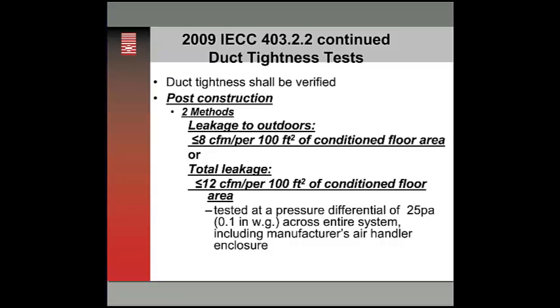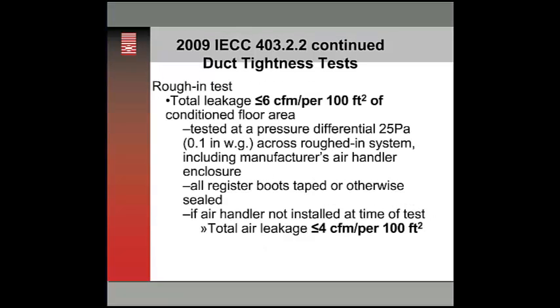Under the 2009, you can do it at two different phases of construction that you're going to verify the tightness: either at post-construction, and again, you could use the two methods. You could either do it to leakage to the outside or total leakage. And again, this is a strict read of the I-code. Your state may have different numbers. That's what a lot of states have done. They tweak these numbers. But on leakage to the outside done at post-construction, 8% leakage rate, 8 CFM per 100 square feet of conditioned floor area, or total leakage 12%, or 12 CFM per 100 square feet.